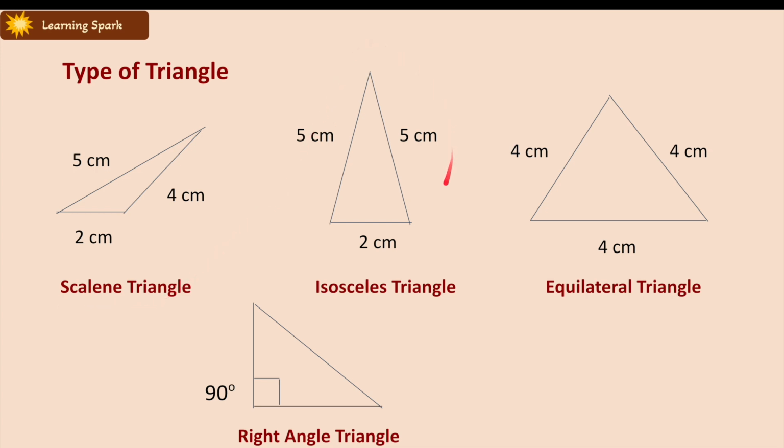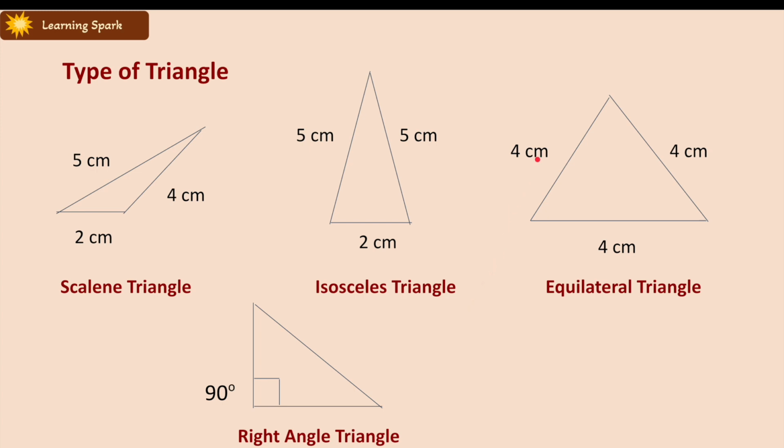Now here you can see a second type of triangle where for two line segments, the lengths are same. For the third line segment, the length is different. So these two are 5 centimeter, but this is 2 centimeter. So if any two line segments' length is same, then it is called an isosceles triangle.